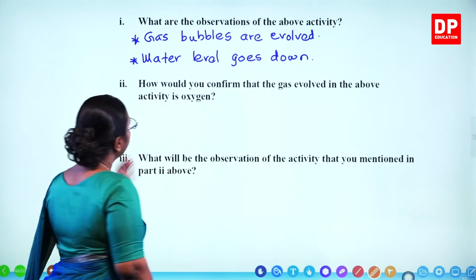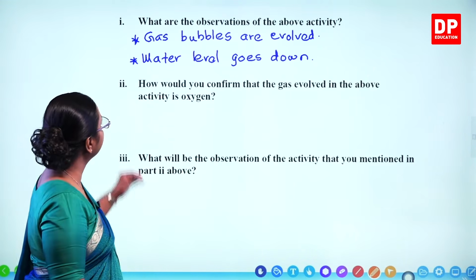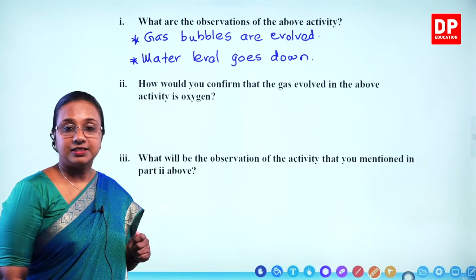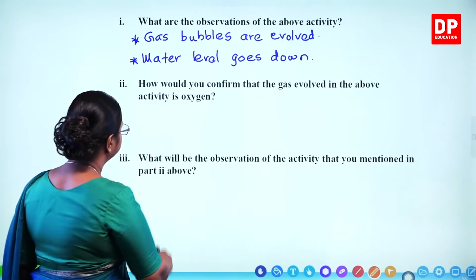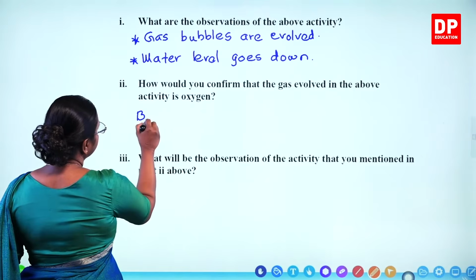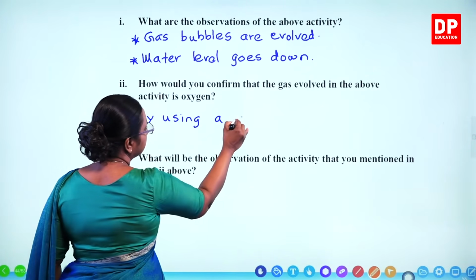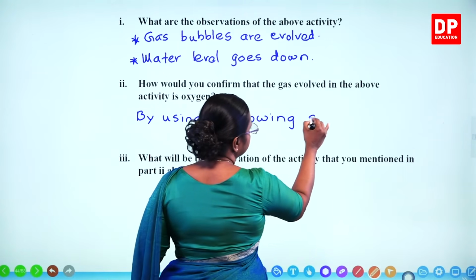How would you confirm that the gas evolved in the above activity is oxygen? You know the activity, by using a glowing splinter.